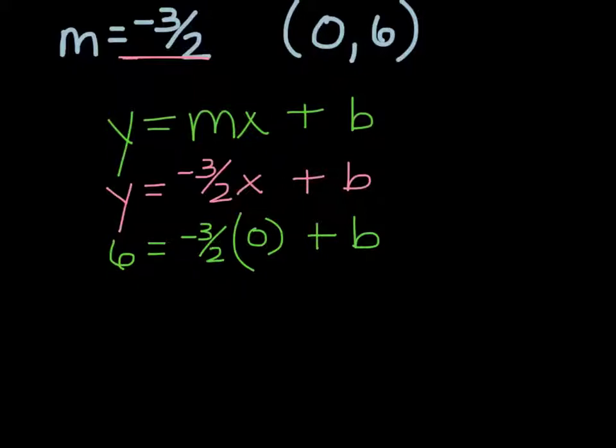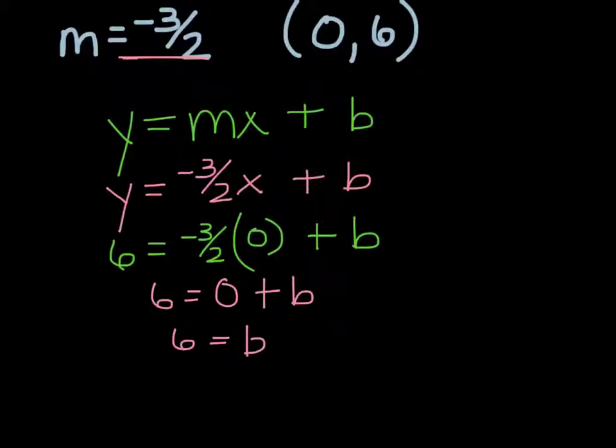Okay, so my next thing to do, again, is just multiply. Well, negative 3/2 times 0 is actually 0. So 0 plus b equals 6. I could take away 0 from each side, but that's just going to give me b equals 6.